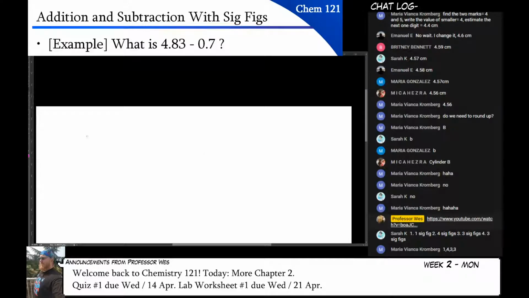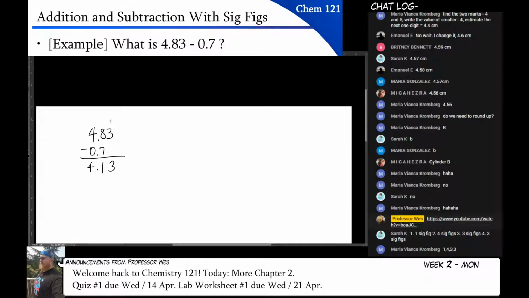All right, so we'll set this up. 4.83 minus 0.7. Now, subtraction and addition follow the exact same rule, so we'll just treat it like it was addition, except we'll follow the subtraction rule. So 3 minus blank is 3. 8 minus blank is 1. Or I'm sorry, 8 minus 7 is 1. 4 minus 0 is 4. There we go. And then we're going to do the same thing.